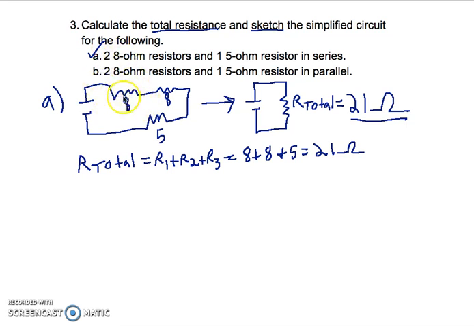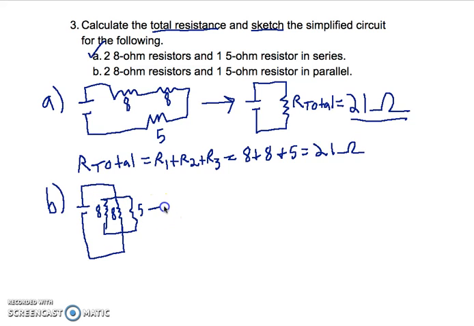Now B, we're going to look at something very similar. So we have 2 8-ohm resistors and a 5-ohm resistor in parallel. So again, never a bad idea, let's just sketch it out. So we have 3 resistors, 1, 2, 3, and they're in parallel to each other. So we have an 8, we have an 8, we have a 5, and that's going to be equal to this equivalent circuit with just one resistor.